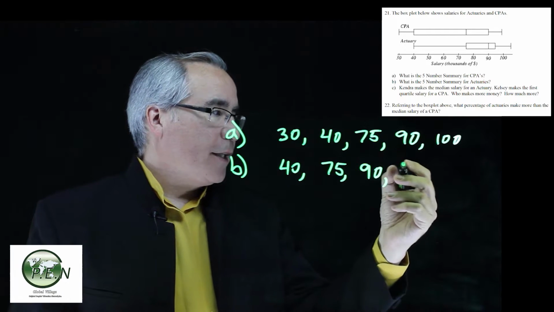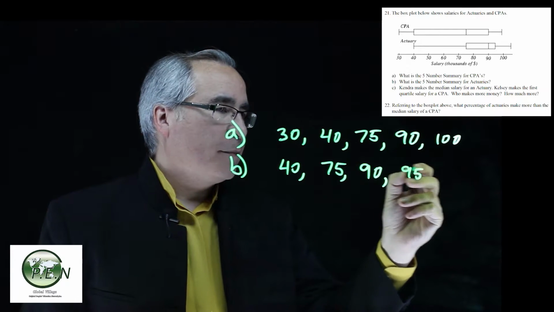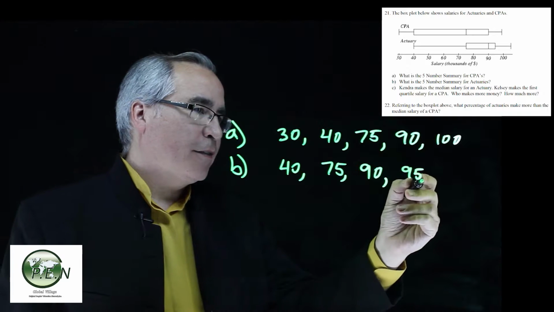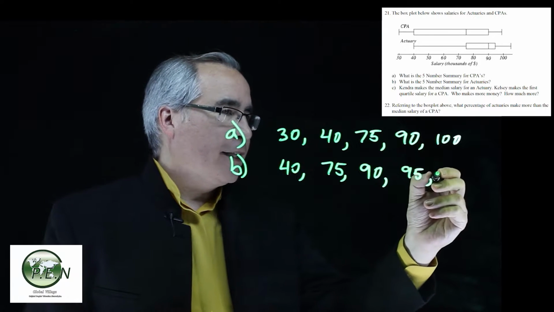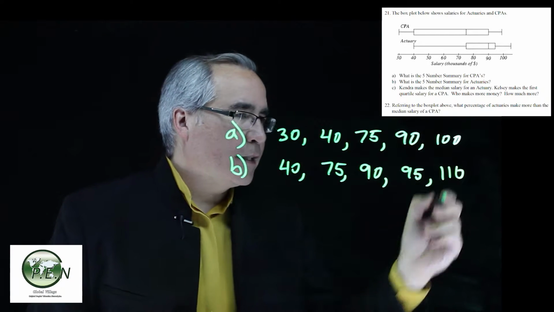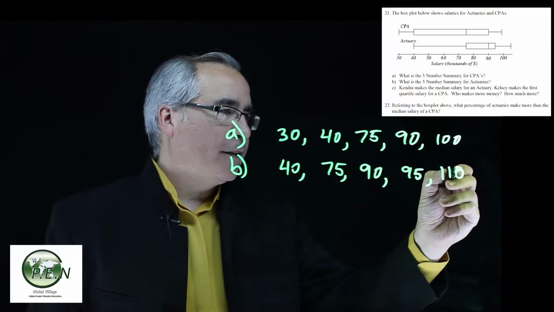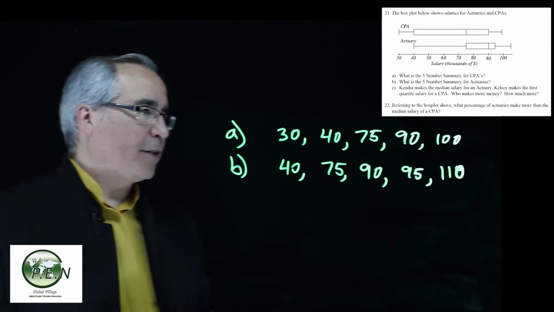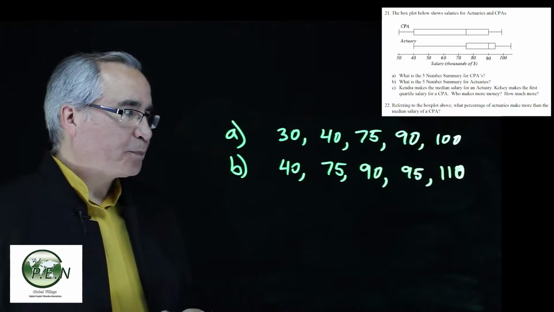Then the third quartile is at 95, but once you start making the money, it doesn't go up too much more. And then at the max, it looks like about 110 to me. It goes beyond the scale, but 110,000 at the top end.